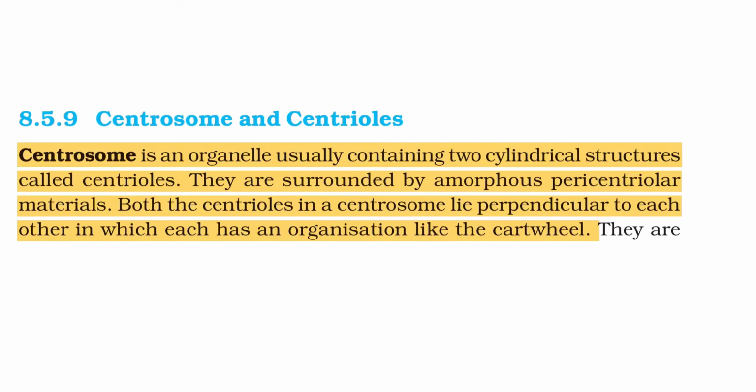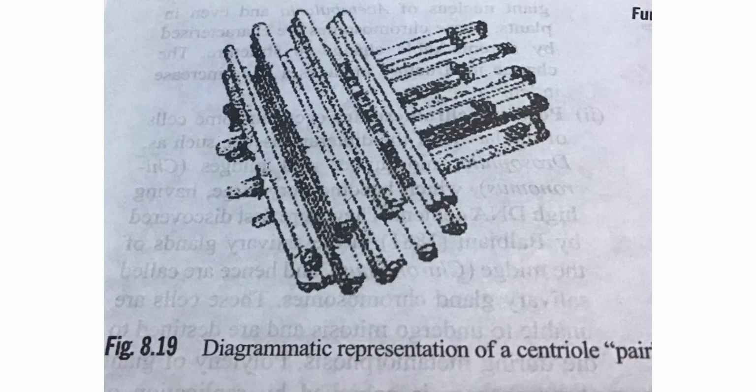Now we will talk about centrosomes. They contain centrioles, which are found only in animal cells. So what is the structure of a centrosome? The centrosome is an organelle usually containing two cylindrical structures called centrioles, surrounded by material. Both centrioles in the centrosome lie perpendicular to each other, with an organization like a cartwheel. This line is very important to learn, and I'll show you how they are present at right angles to each other.